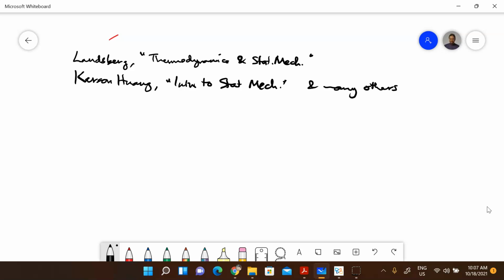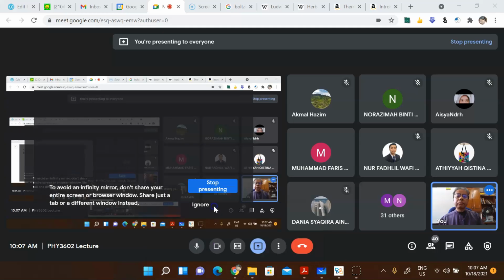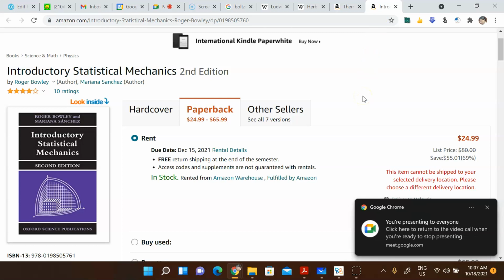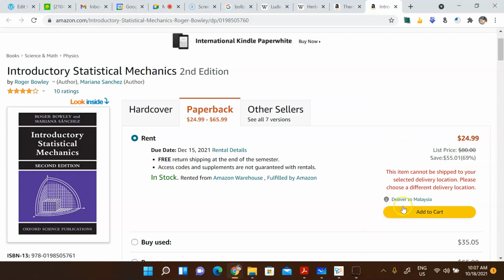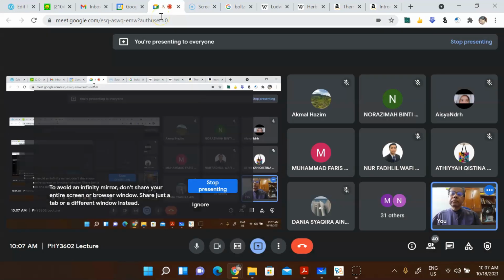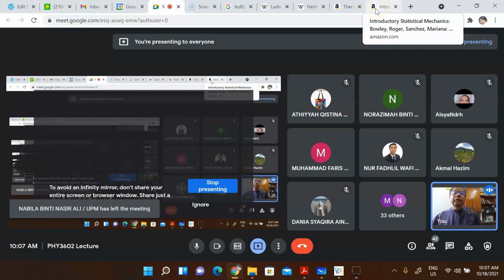But I will try to follow closely this book by Bowley and Sanchez. So this is the book that I'll be using. I will mainly rely on this particular book until I find something to add beyond this book.